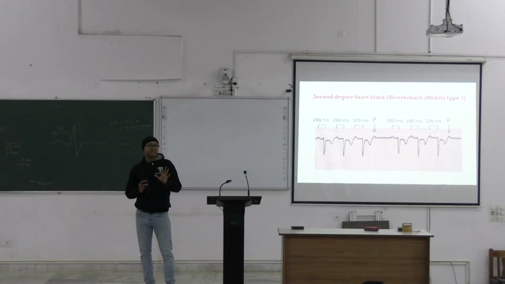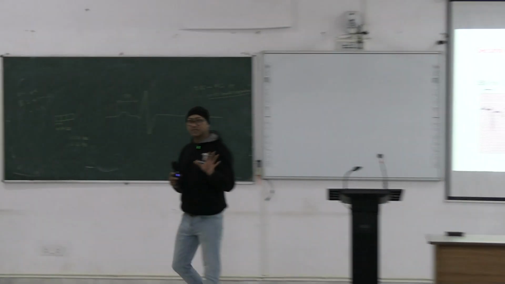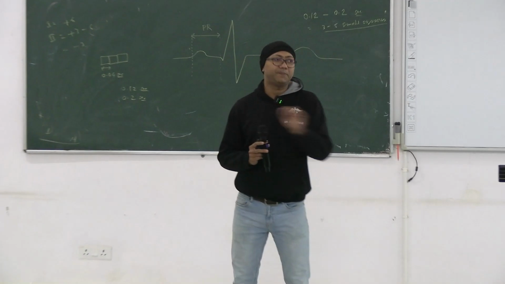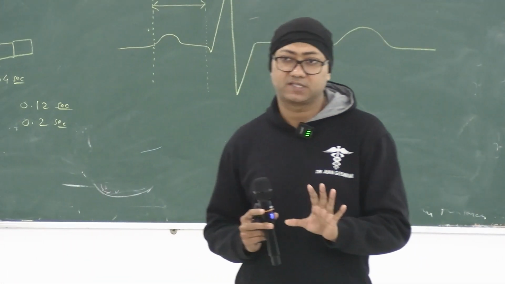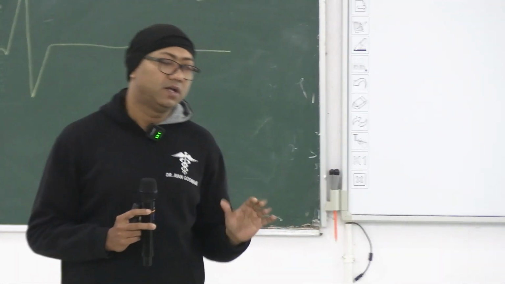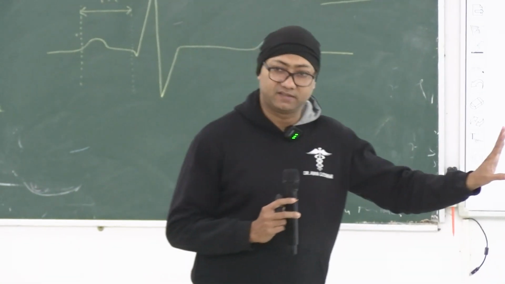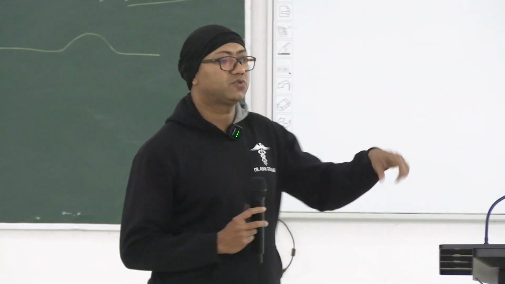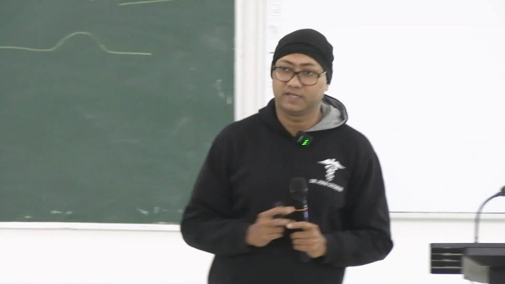The difference from first degree heart block is that in first degree heart block, the PR interval is increased and fixed, and there is no skip in the QRS complex. Always a P wave will be followed by a QRS complex. But in second degree heart block, the PR interval is increased and gradually further increases until a point where a P wave will not be followed by a QRS complex.